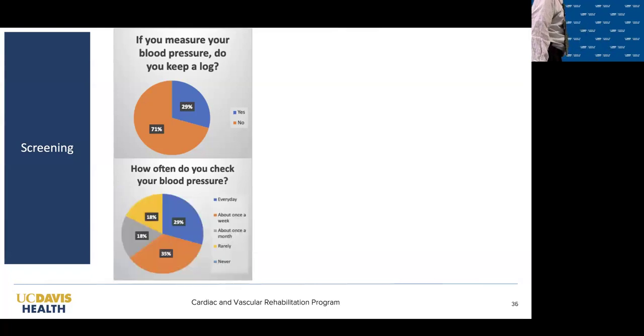With the machine at home? So this is what our patients said. 30% of them did it every day. Probably the same 30% that kept a log. Everyone else is such a mix.